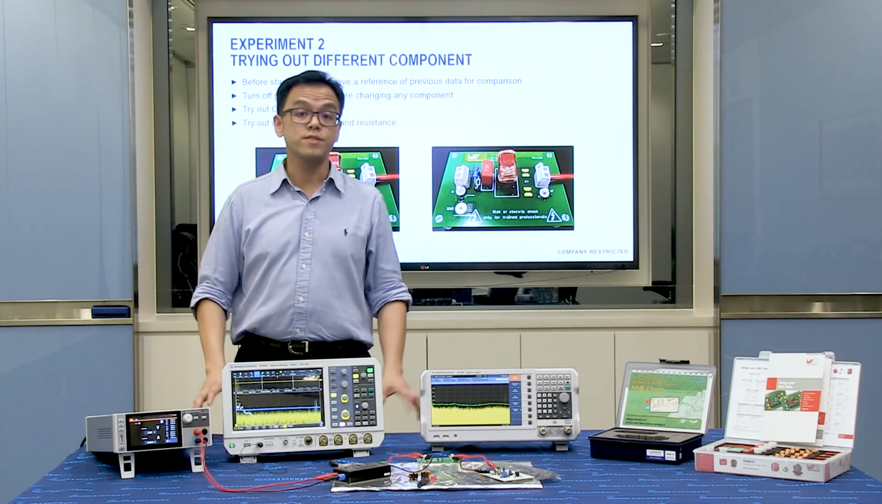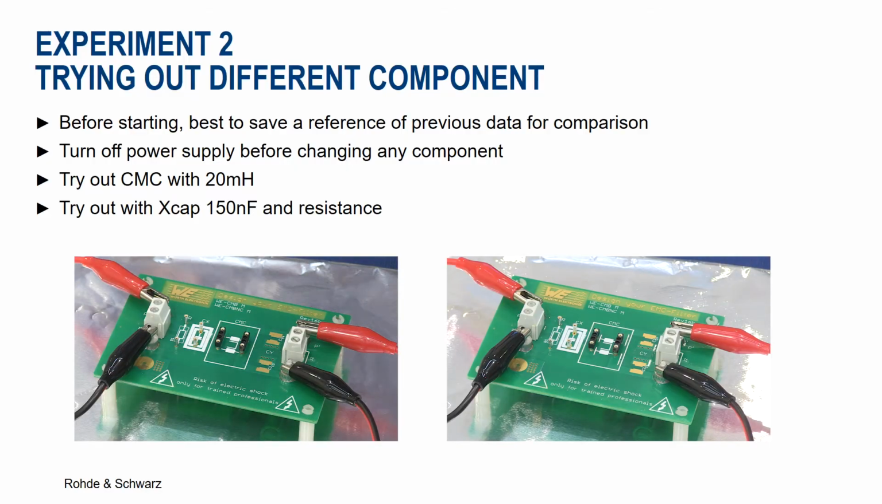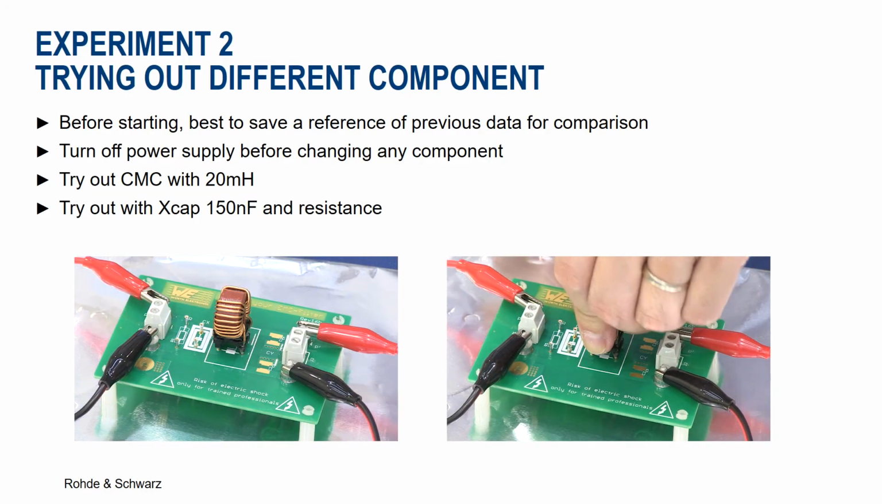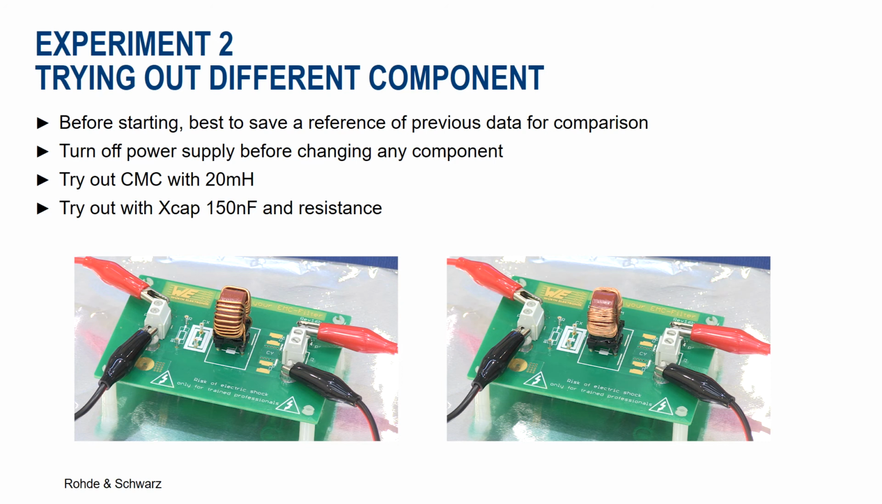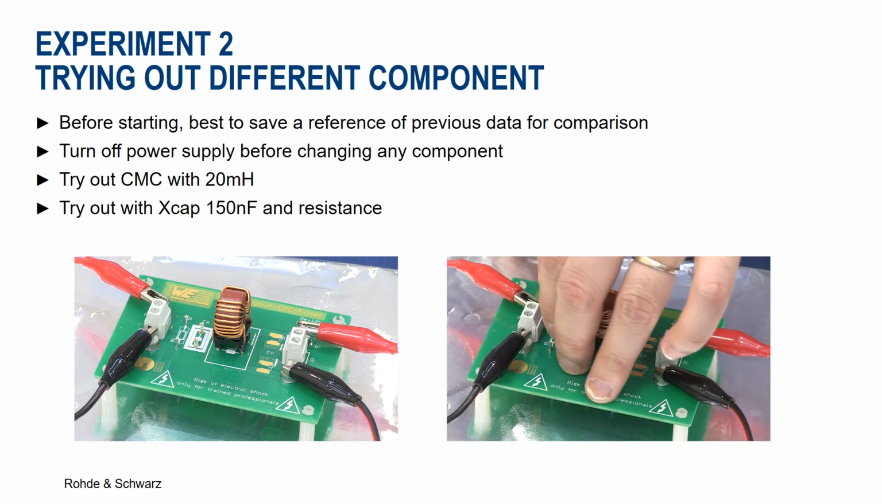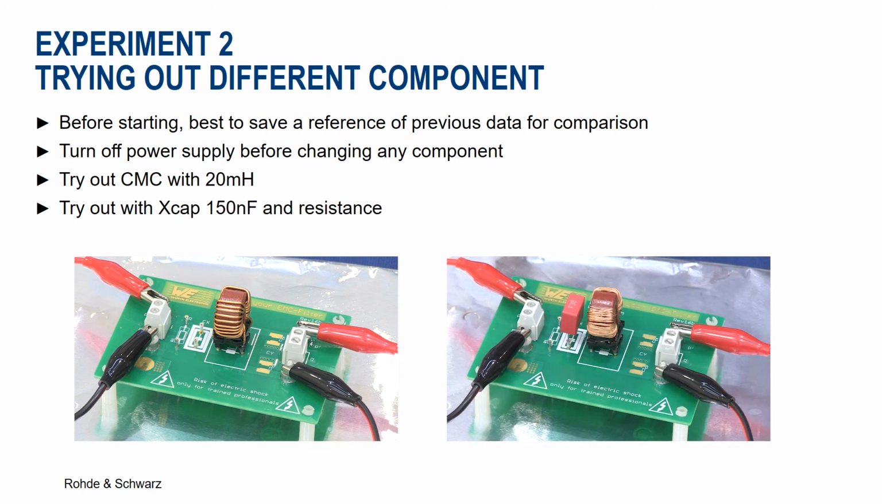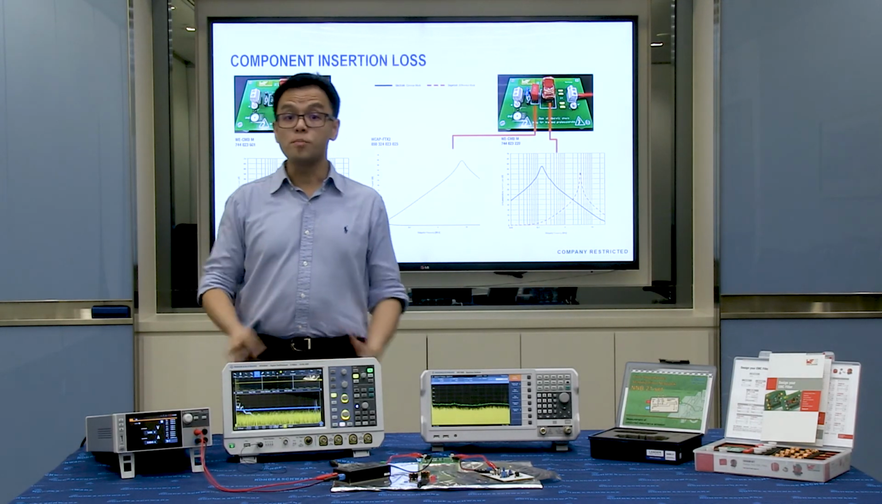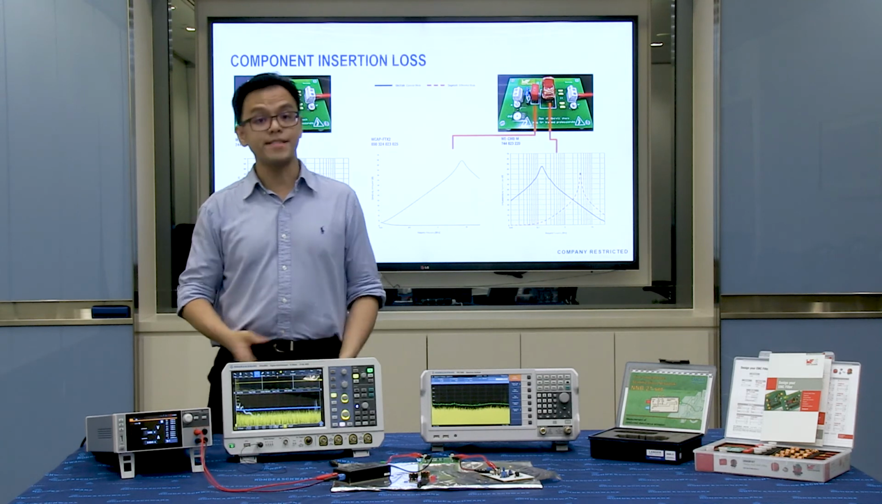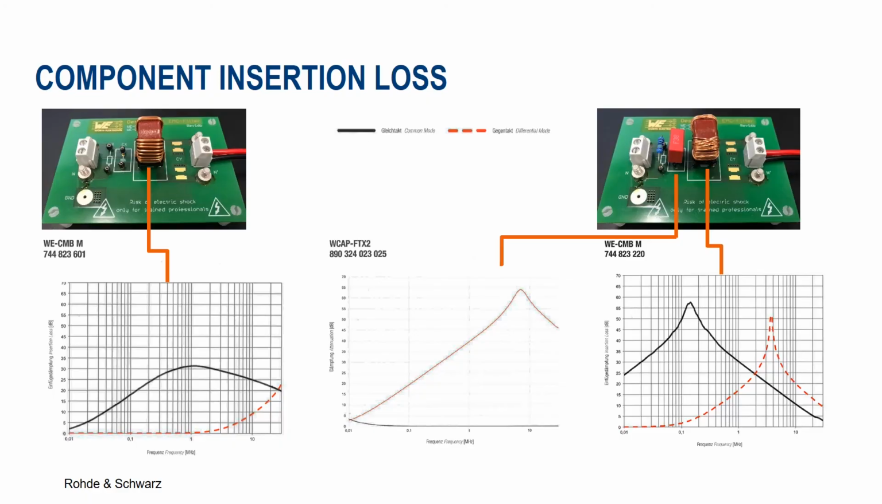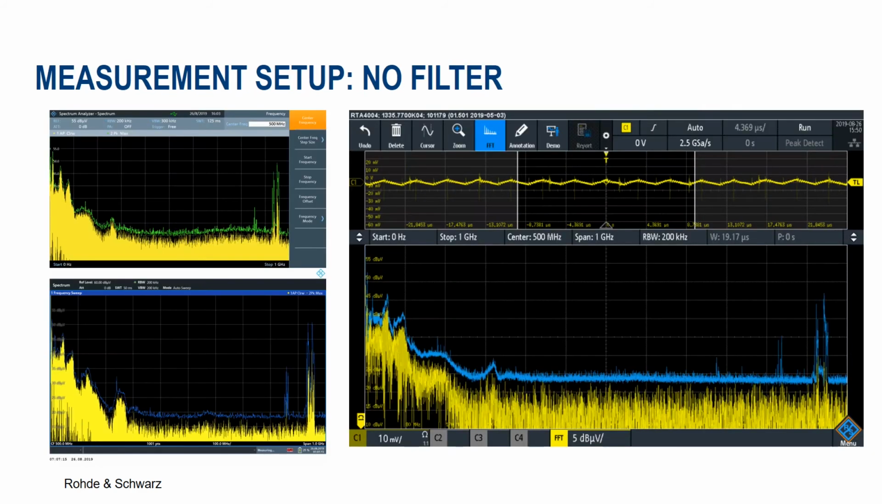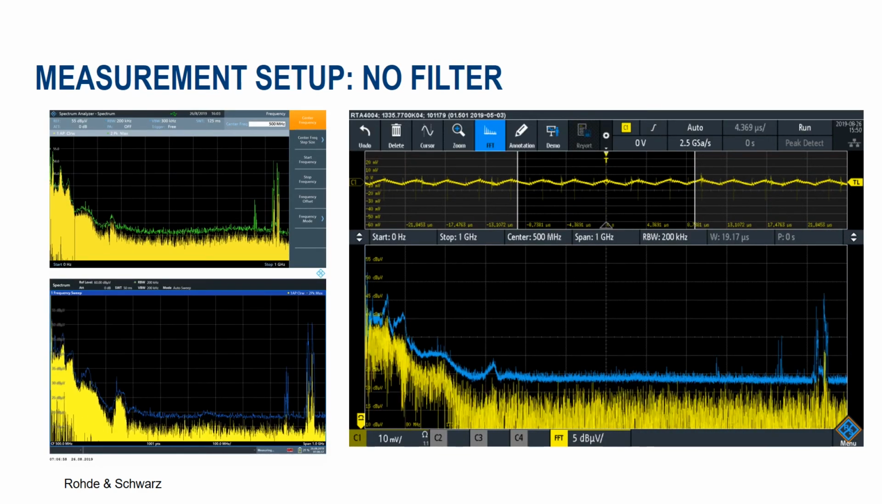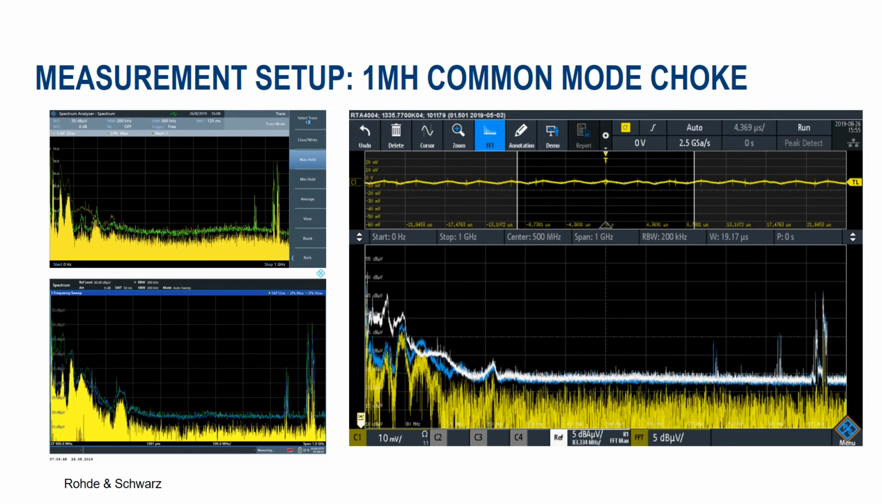Next, we try with different components. One with a 1 mH common mode choke, then with a 20 mH common mode choke. We can also add a 150 nanofarad X-cap to change the filter profile. With different components, they will provide different insertion loss at different frequency. We can study the specifications as provided by the WÜRTH kit to help us design a better filter to eliminate the emissions that are not wanted in the design.